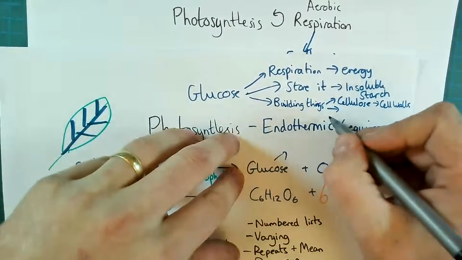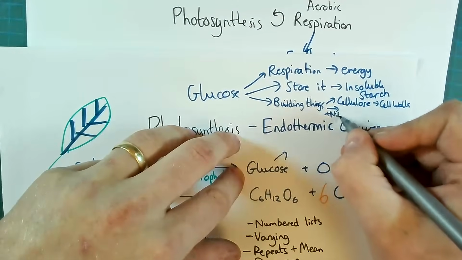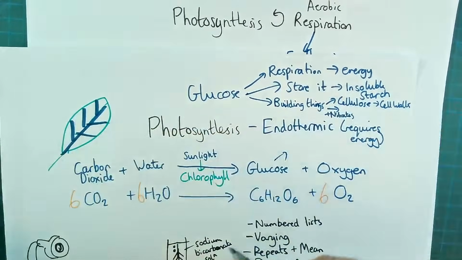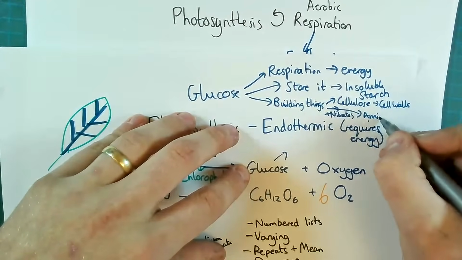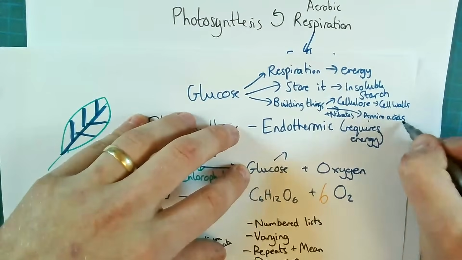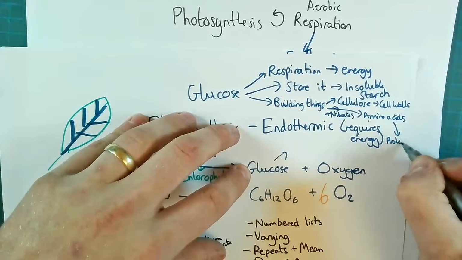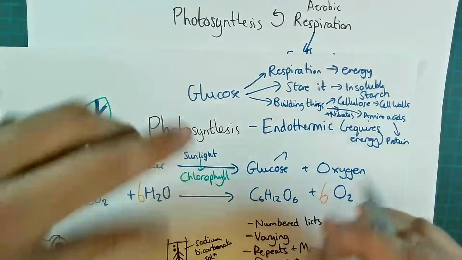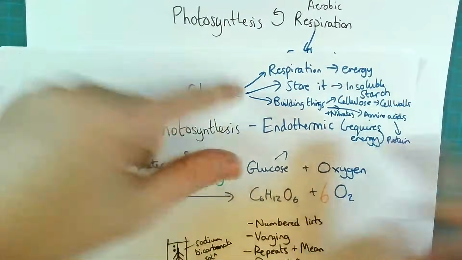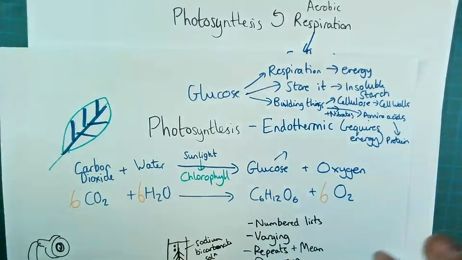Okay, we can combine it with nitrates, and now you're starting to make amino acids, and then you're using that to make protein. Like, the glucose is your starting point. You use it for energy, you store it, or you make stuff. Those are the three things you do with it.